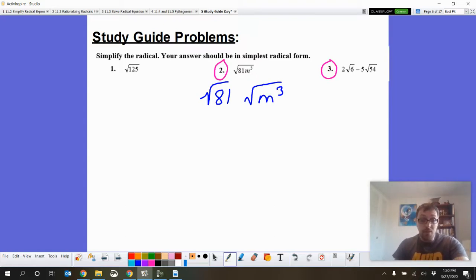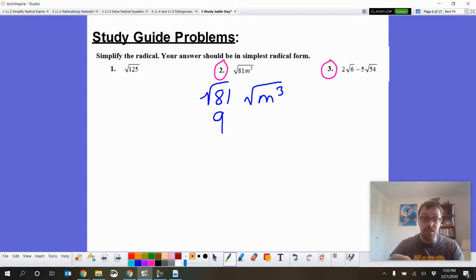You want to square root 81? Oh, that's easy. It's 9. Great. If you're square rooting an exponent on a variable, you want to cut that exponent in half. So if you've got some number up top, you want to cut it in half. But 3, if you cut that in half, you only get 1.5.